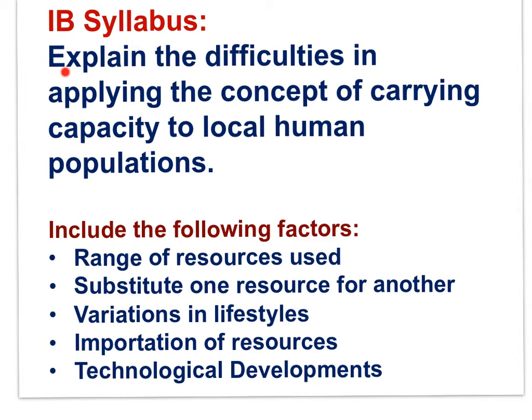The concept is, can you explain the difficulties in applying the concept of carrying capacity to local human populations? In the discussion of our uncertainty of local carrying capacity, I would like you to include the following factors: the range of resources used by societies, that societies can substitute one resource for another, that there are variations in lifestyle choices, societies can import resources, and there are technological developments that change the status of resource availability.